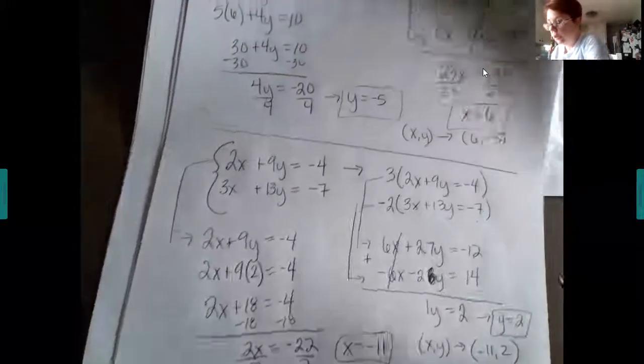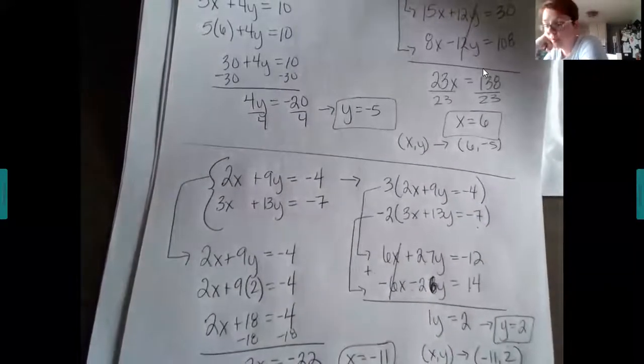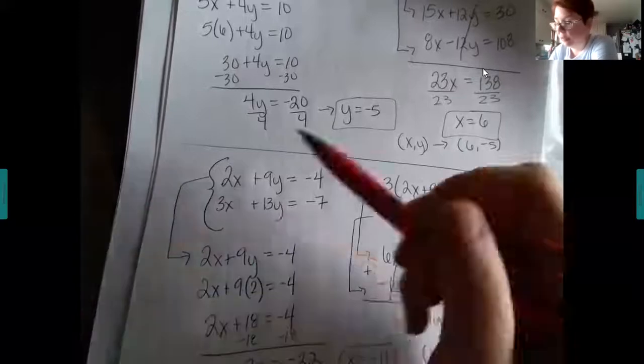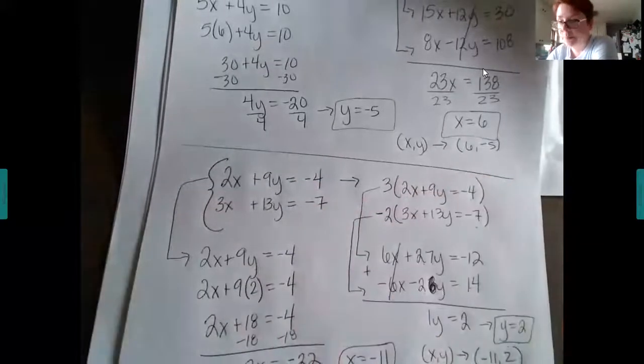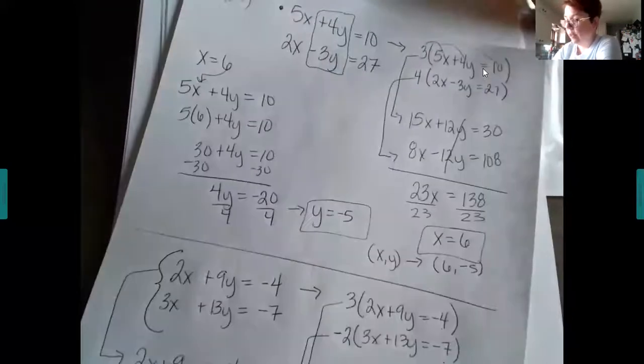Okay. So again, it doesn't matter what variable you decide to eliminate first. But again, I would start with the easiest one to do, right? To me, that seemed easier than dealing with a 13 and a 9. Okay. All right. So that is the end of that one.